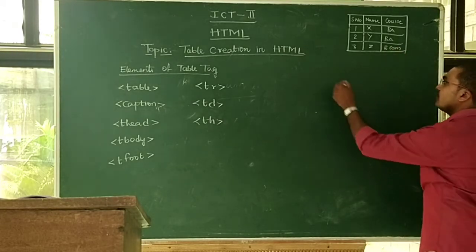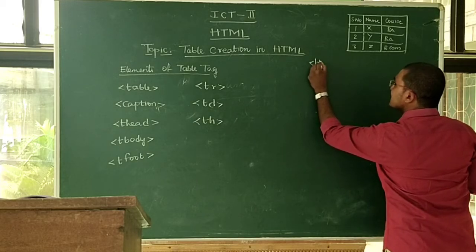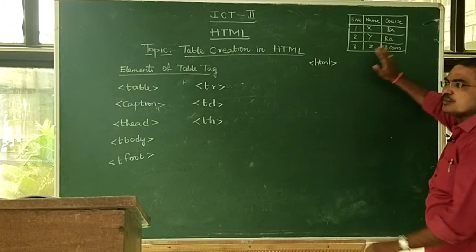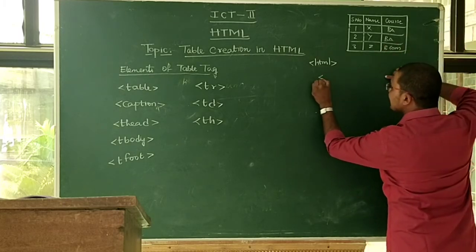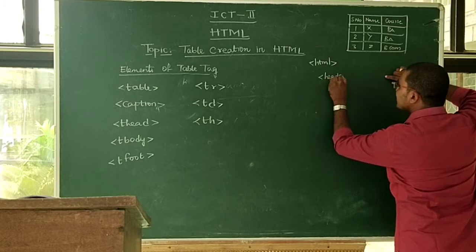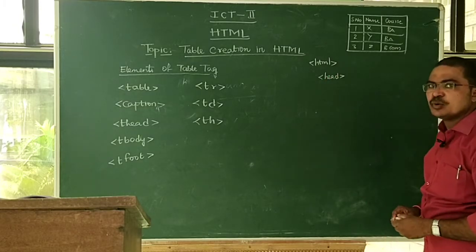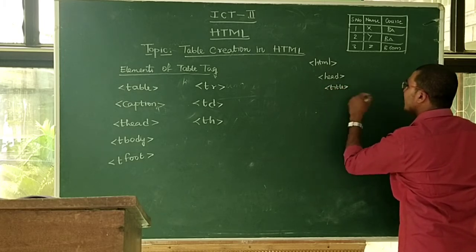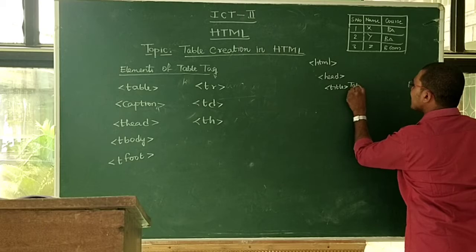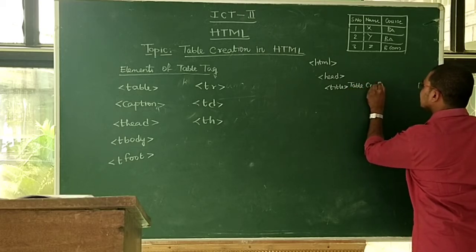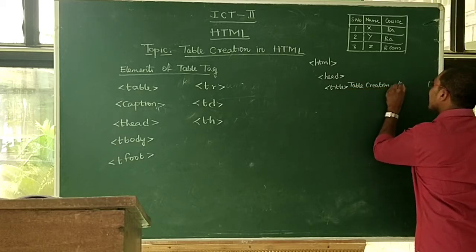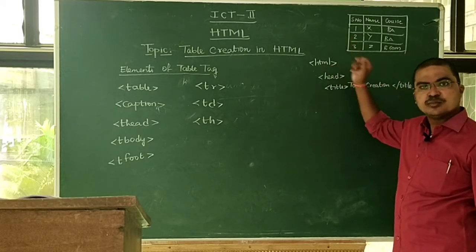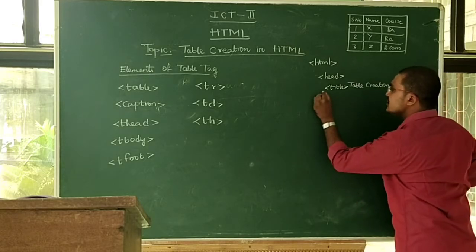If you want to write an HTML program, first we use the tag html. This is the starting point of the program. Once html is created, inside there are two different sections: one is head and another one is body. The head tag also contains the title. The title is about table creation, because I will create a simple table. The table creation heading appears in the title bar of the browser.